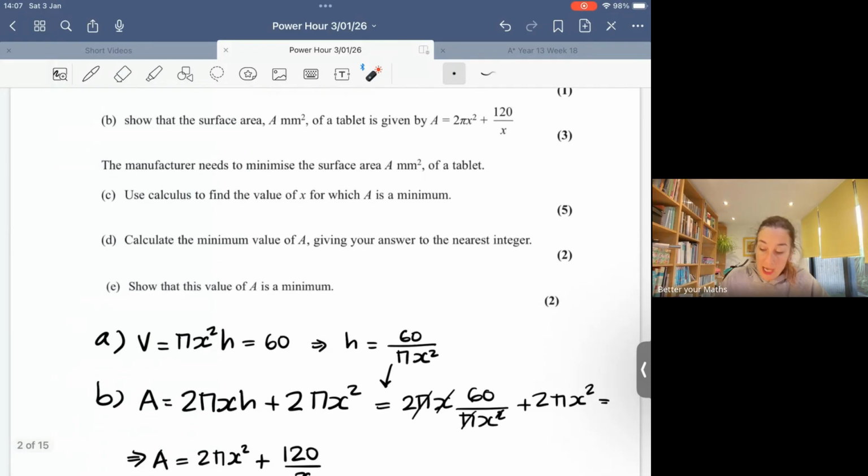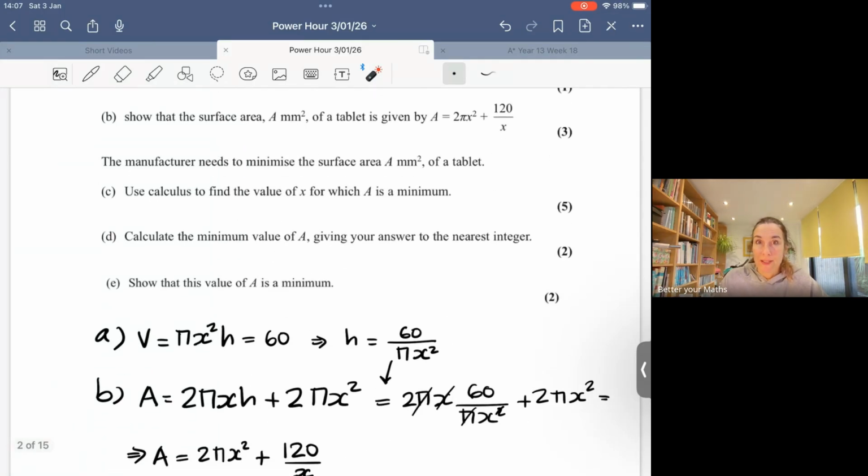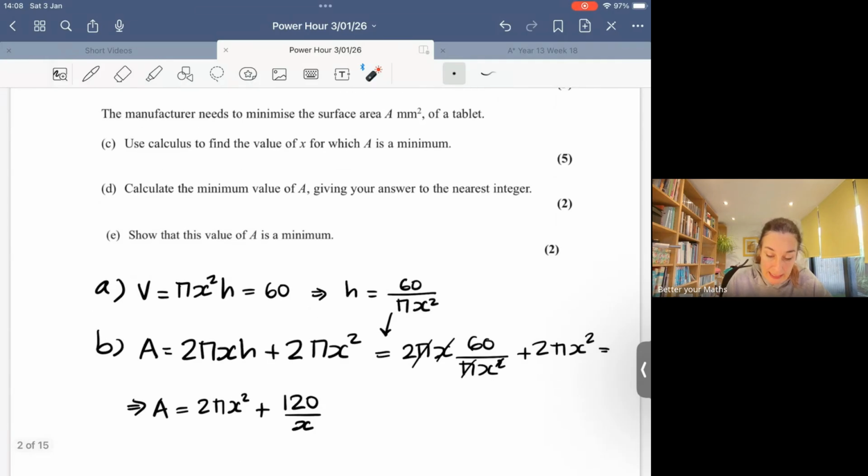Okay, then this is a differentiation question. So they are going to ask now to maximize or to minimize this volume or this surface area. So they say a manufacturer needs to minimize the surface area of the tablet. Use calculus to find the value of x for which A is minimum. What are we going to do? Can you tell me in the chat, please? As briefly as you want. How am I going to find the minimum? That was brief. Fraser, yes.